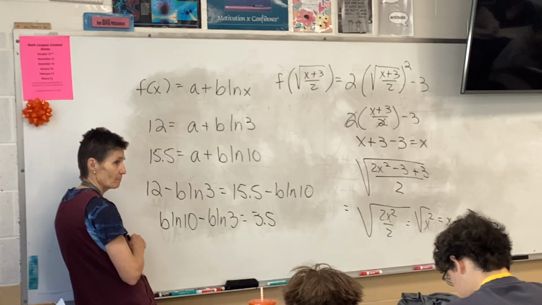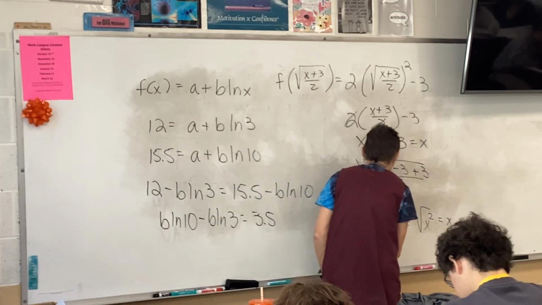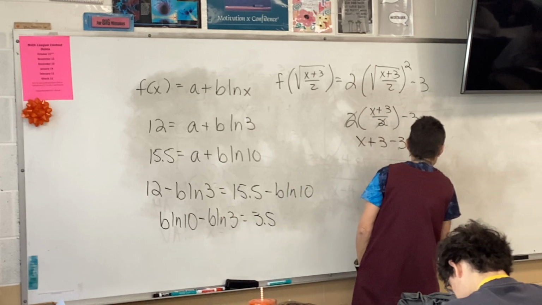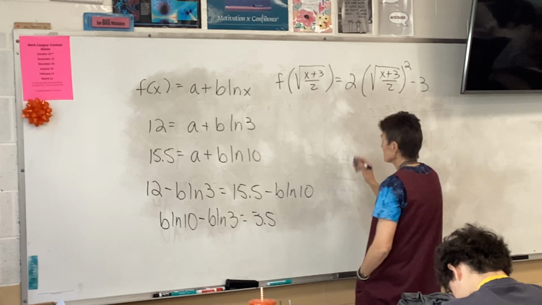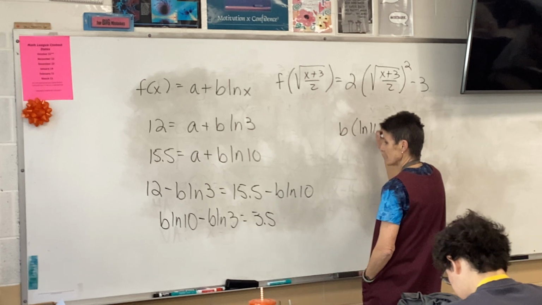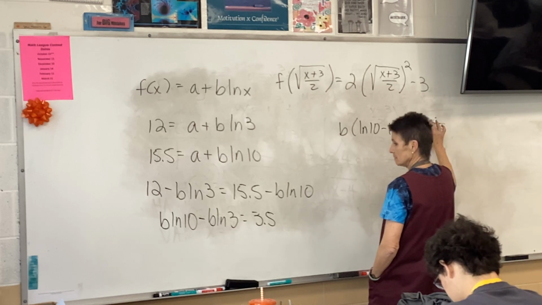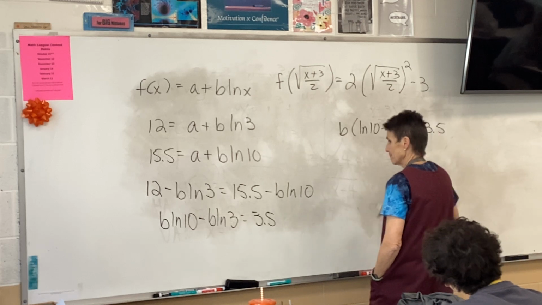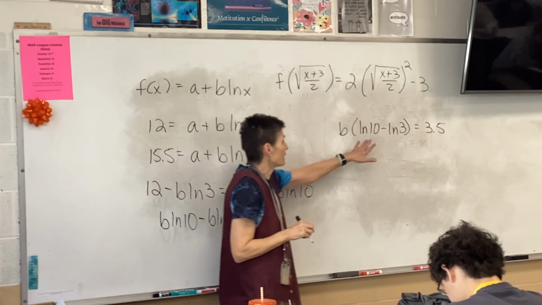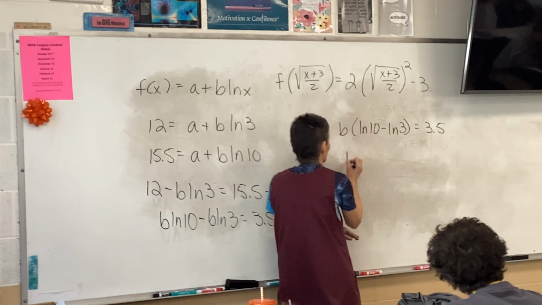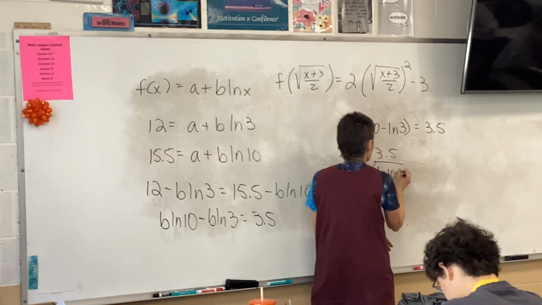Still with me? Now what? Factor out the b. You're trying to solve for b, so we'll factor it out. And so we have b times ln 10 minus ln 3 equals 3.5. It's perfectly okay, we could now divide by that, right? So b equals 3.5 divided by ln 10 minus ln 3.